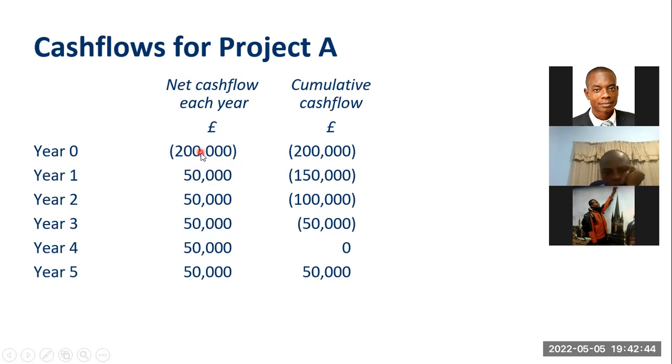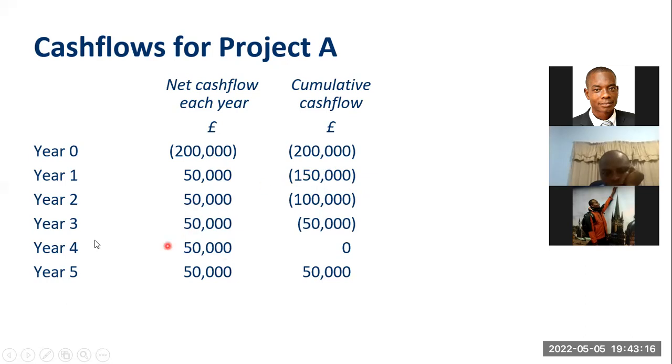The net cash flow for year zero is minus 200,000. That's how much you have spent. Cumulatively, it means we are adding up, adding up, adding up. So cumulatively, we have only 200,000 at this time. That's how much we have spent. Then in year one, we generate income of 50,000. When you add 50,000 to your expenditure of 200,000, it means you have only paid 50,000 out of the 200,000 you have invested. So you are still with 150 to pay.